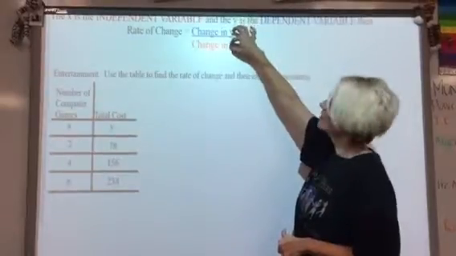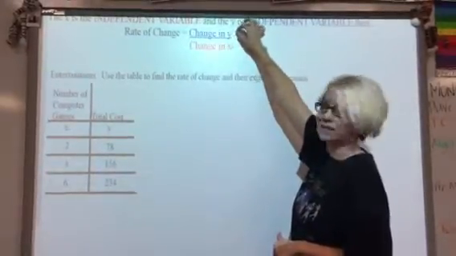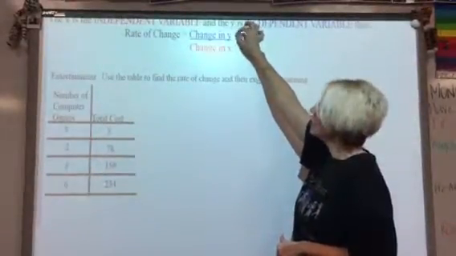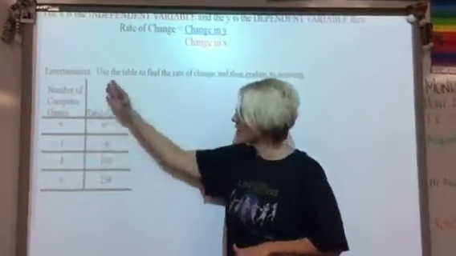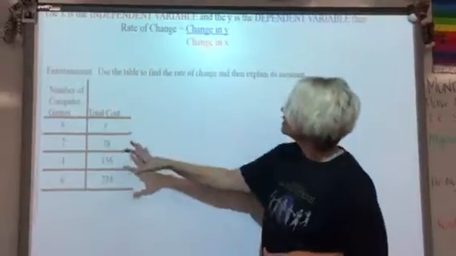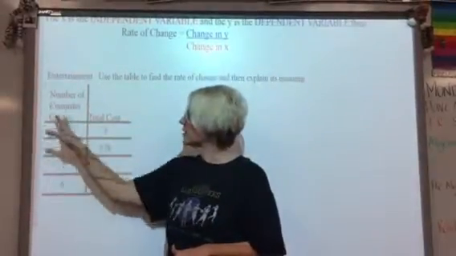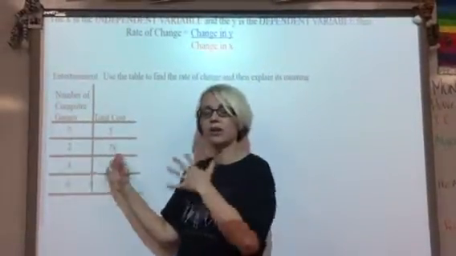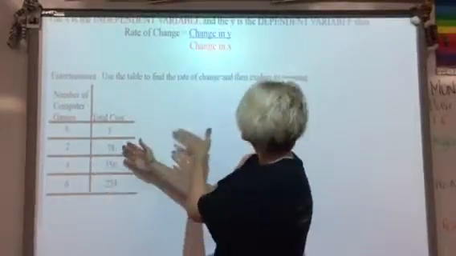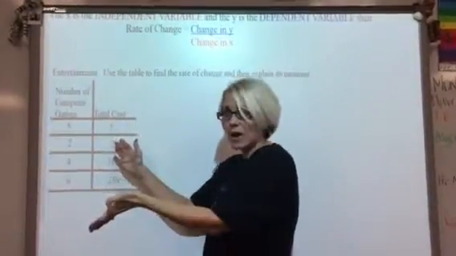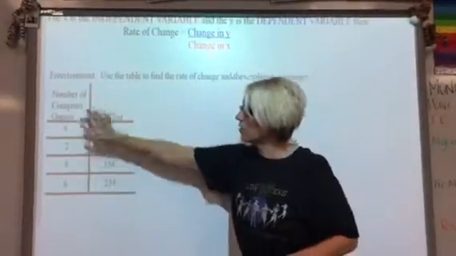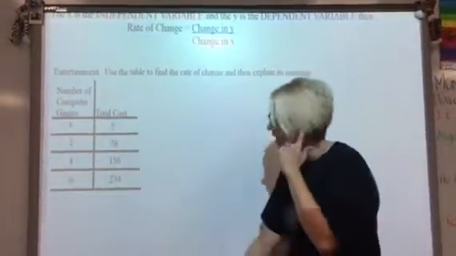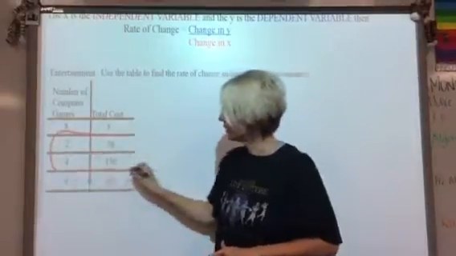X is what we call the independent variable, and y is the dependent variable. So in this situation, we have a number of computer games, which is X, and then our cost, which is Y. X is independent because the number of games just stands on its own, but our cost is dependent because our cost depends on how many games we buy. Now, I want to know the change in Y over the change in X. So I'm just going to pick any two coordinates here.